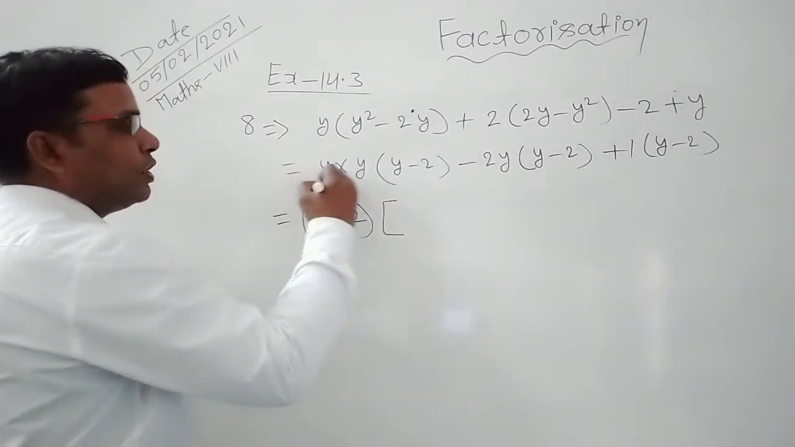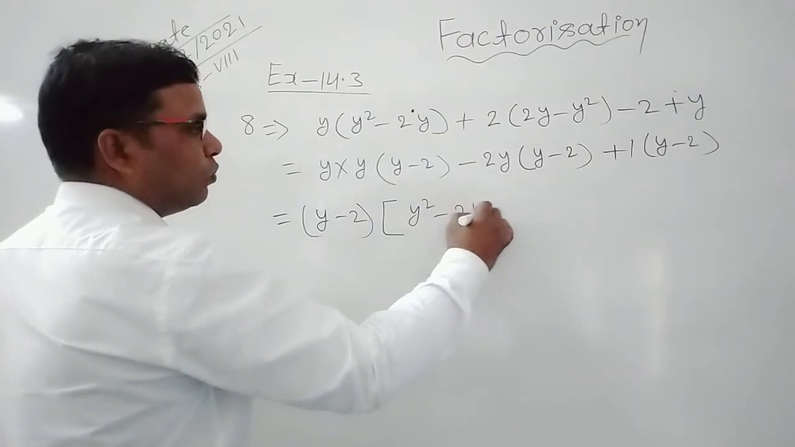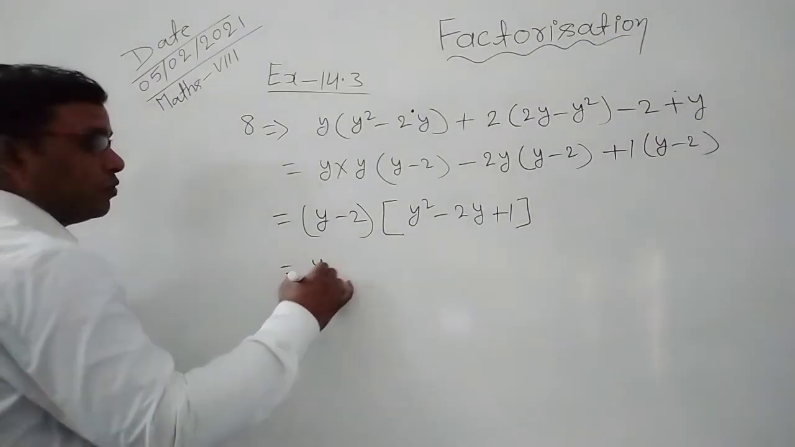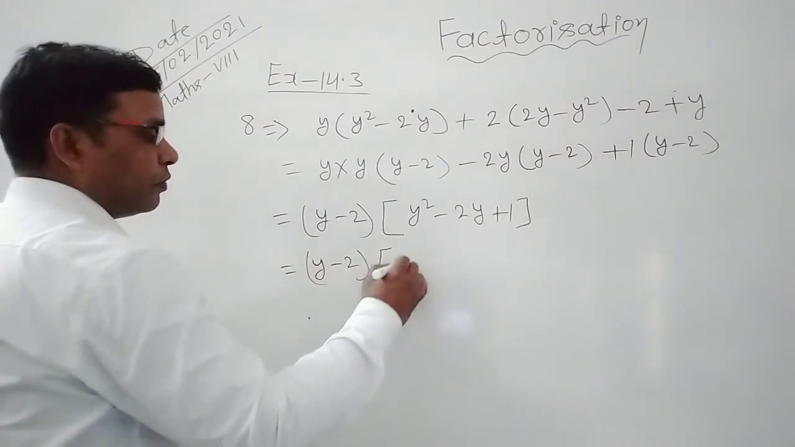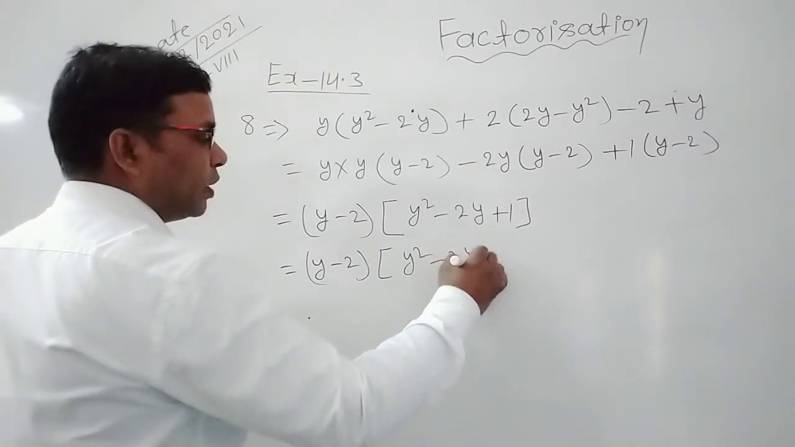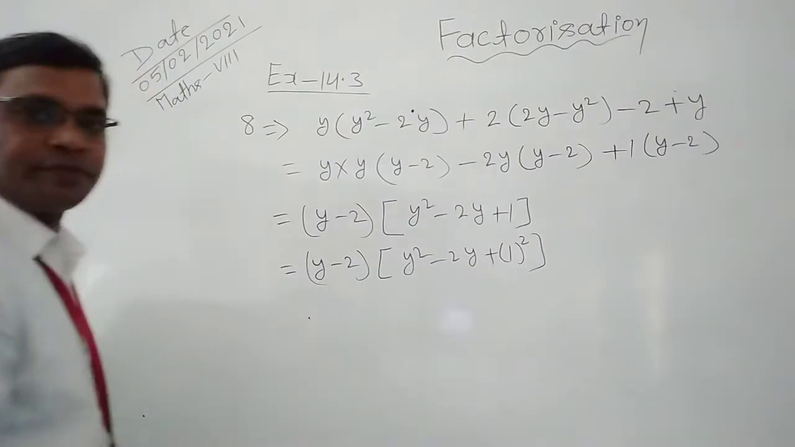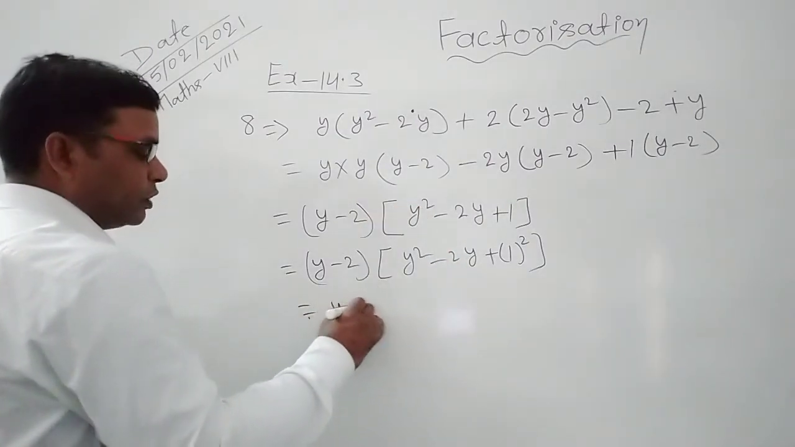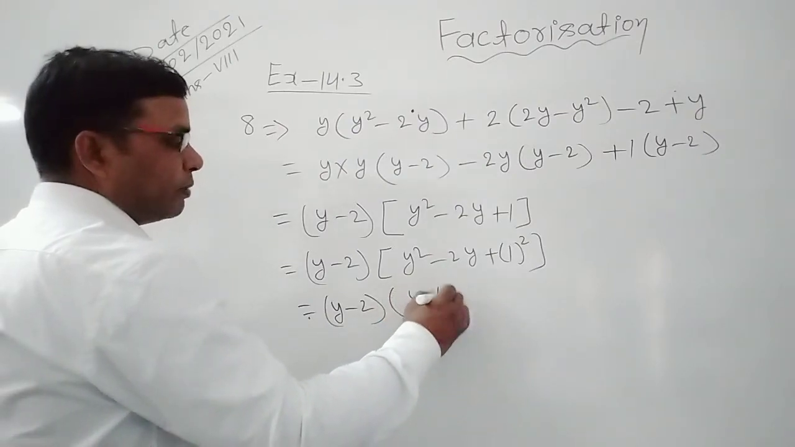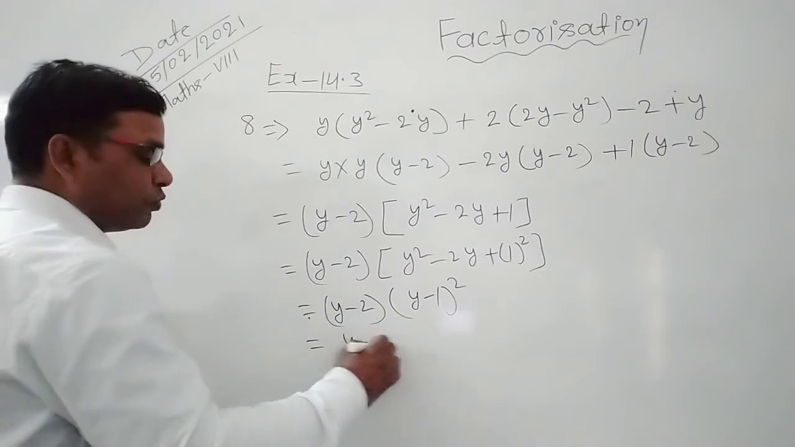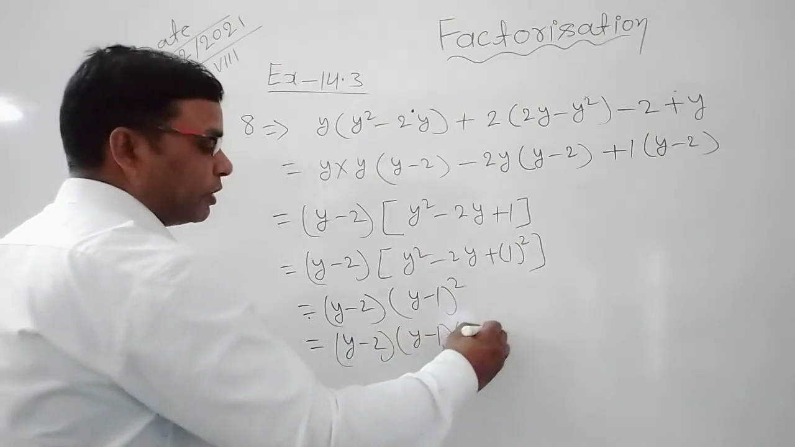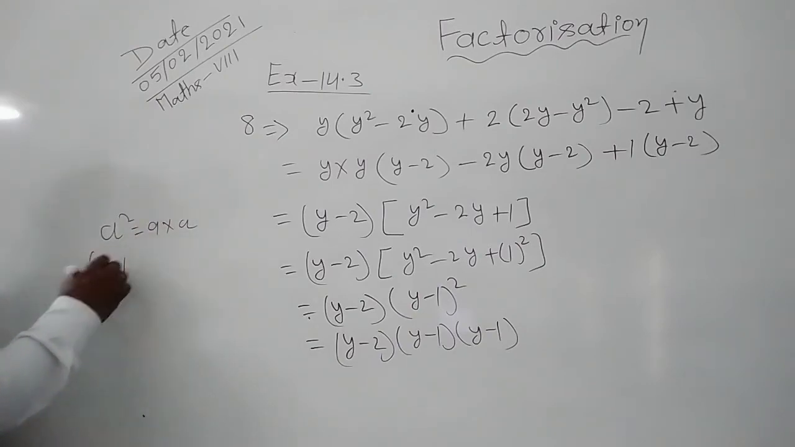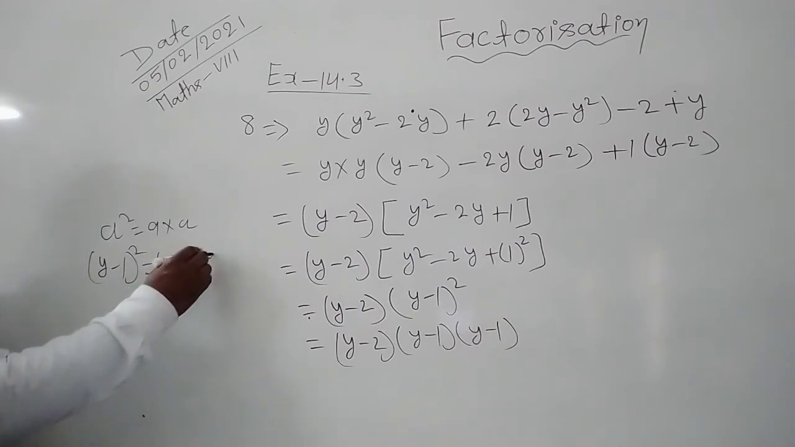So here we have y into y, which is equal to y square minus 2y plus 1. This is clear? Now here we have y minus 2 into y square minus 2y plus, you can write here square 1. This is clear? Now which is the form of y minus 1 whole square. Here we can see y minus 2 into whole square of y minus 1. Or you can write it as y minus 2 into y minus 1 into y minus 1. Because in every way, a square is a into a, so y minus 1 whole square you can write as y minus 1 into y minus 1.